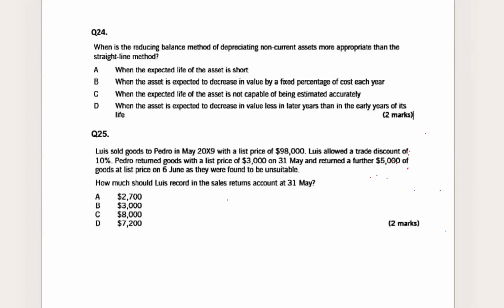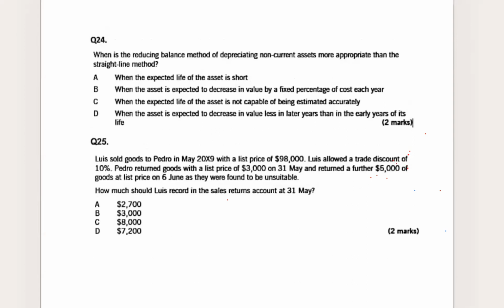Okay, my submission quickly is D. When the asset is expected to decrease in value less in later years than in the early years of its life. Why not B? Question to the class, why not B? Anyone?